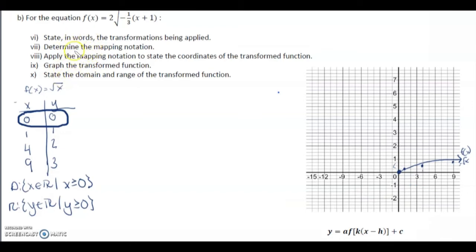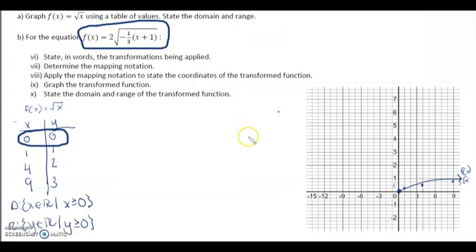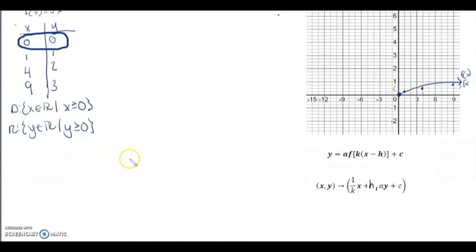Okay, now let's take a look at the equation f of x equals 2 square root of negative 1/3 x plus 1. We are going to state the transformations of this one. And I'm sorry about the numbers there. So let's go ahead and say this 2 is a vertical stretch by a factor of 2. So let's put it down here. So vertical stretch by a factor of 2.